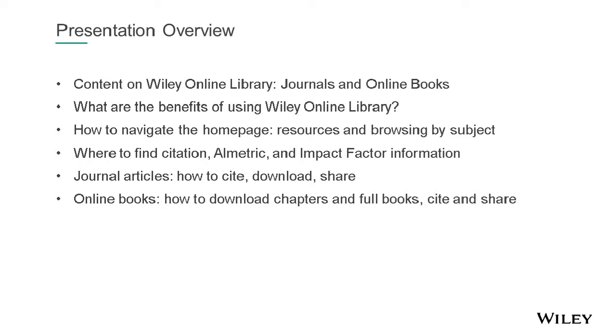Something that very often comes up during trainings is where to find citation information, how to cite, where to find information about Altmetric, which, if you don't know, is a very powerful tool to measure the visibility of content and articles. And of course, where to find information about the impact factor of our journals. So we'll cover all those aspects. And then, of course, we'll do some searches together, apply filters, and find information that could be helpful to all of us.